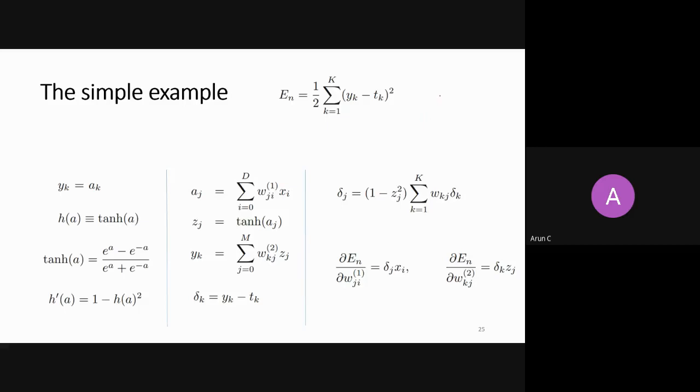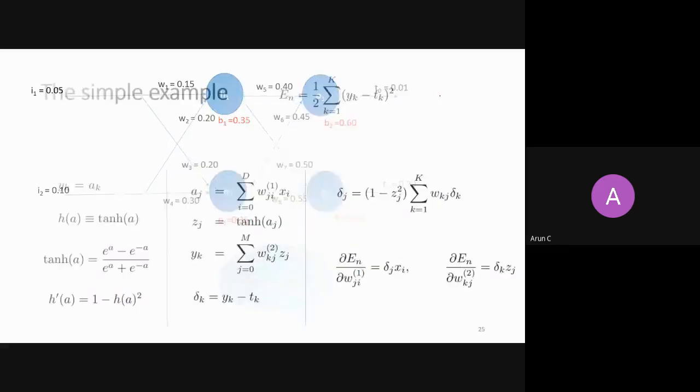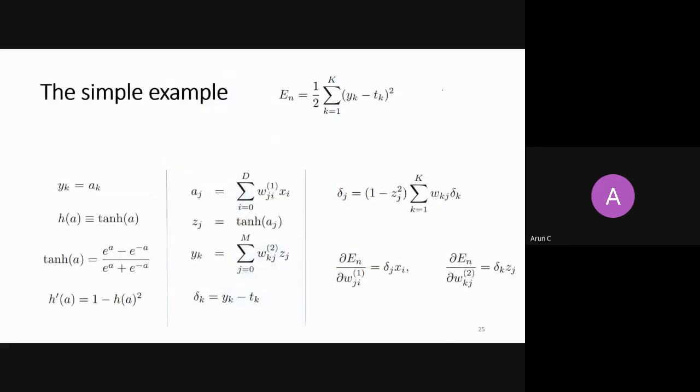So the bigger picture is this. I take this kind of a network. I have an input layer with 2 nodes, hidden layer with 2 nodes, and the output layer with 1 node, right? And for every layer, we are using tanh nonlinearity. Wherever we are using nonlinearity, it is tanh. Fine. So at the output layer, I am not using any nonlinearity because it's a regression problem.